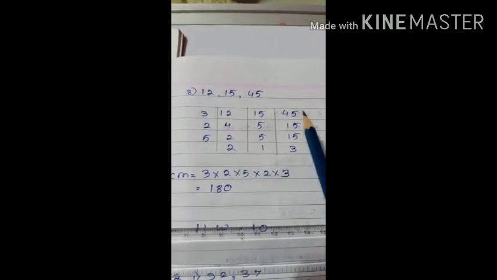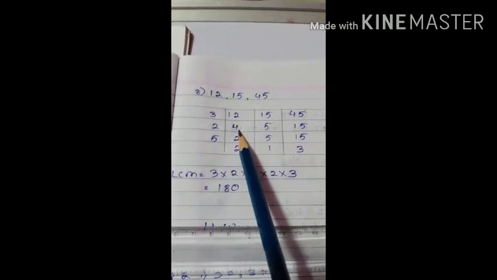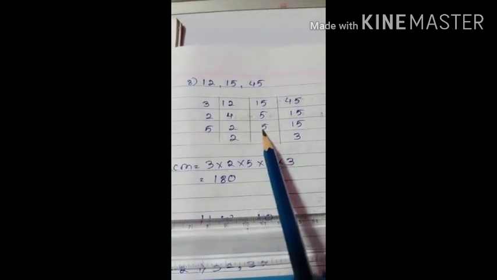All are divisible. First we have to see if all are divisible by 3. So I divided here by 3. 3 4s are 12, 3 5s are 15, 3 15s are 45. Now 4, 5, 15. 4 is there. 4 is divisible by 2. So I can divide here by 2. 2 2s are 4. 5 is a prime number, so I wrote it as it is.